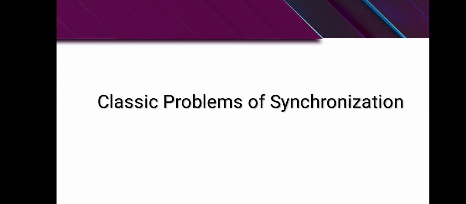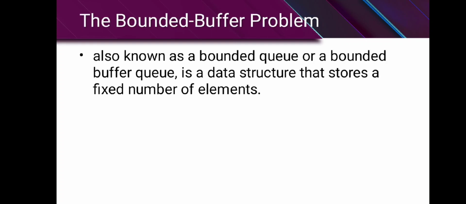Classic problems of synchronization. The bounded buffer problem, also known as a bounded queue or a bounded buffer queue, is a data structure that stores a fixed number of elements. The bounded buffer problem is like a limited parking space for data, storing only a set number of elements, often referred to as a bounded queue or a buffer.